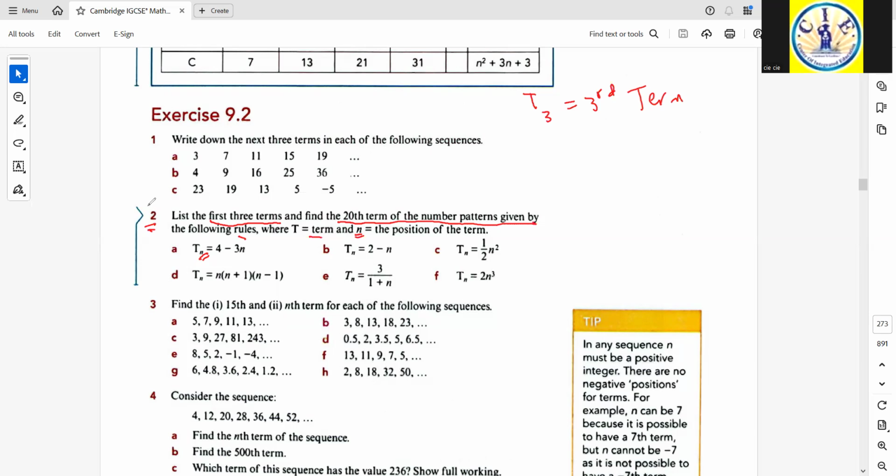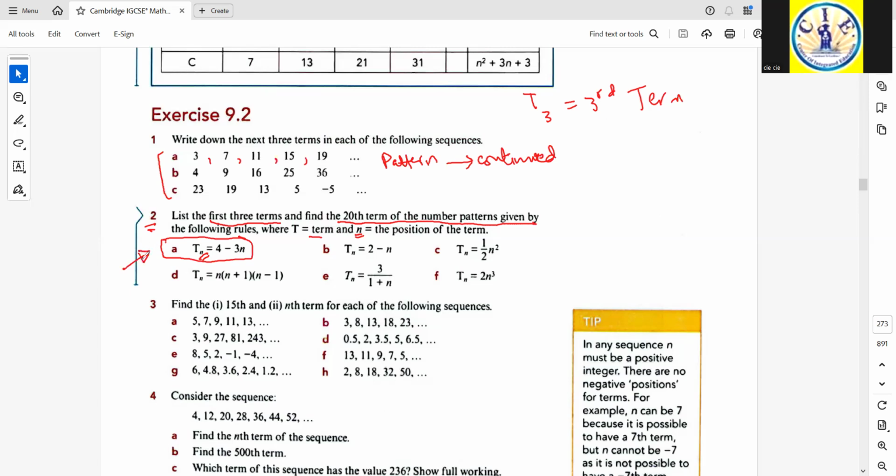Now, there is a difference between question number 1 and 2. If you just compare these parts with all of these parts in question number 2, the difference is that in question number 1, we are given the terms of the sequence from where we deduced the pattern, what is the pattern going on, and then we continued with that pattern to figure out the next terms.